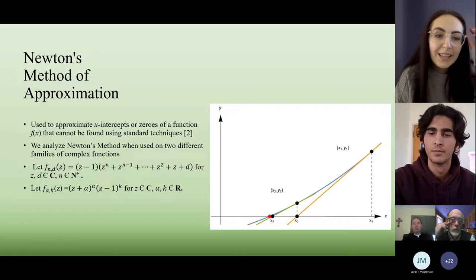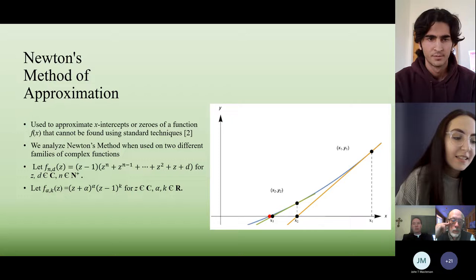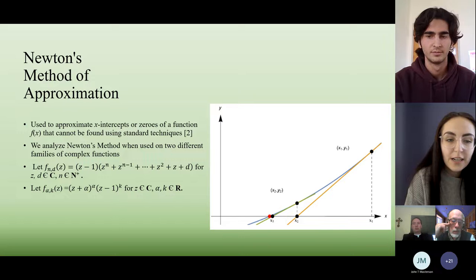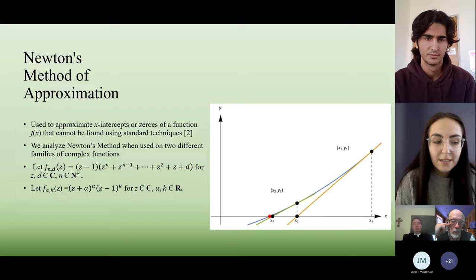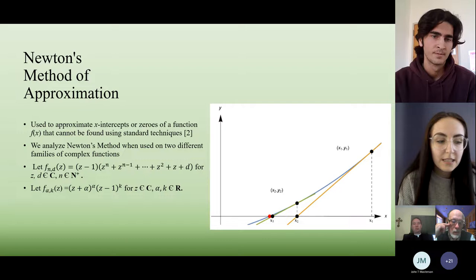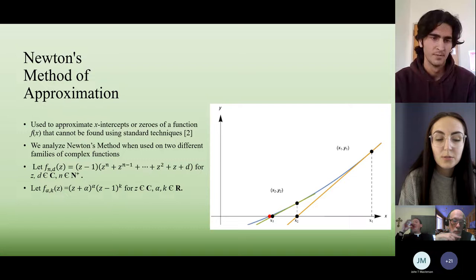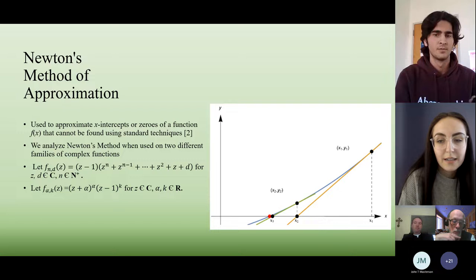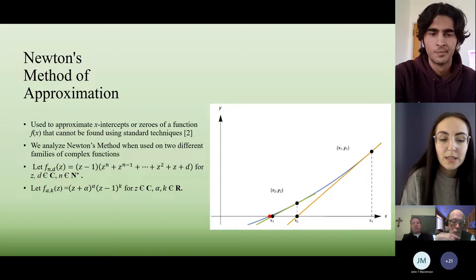Starting off with Newton's method of approximation, it is used to approximate the x-intercepts or zeros of a function f(x) that cannot be found using standard techniques. It's based on the geometry of a curve using its tangent lines, and it typically starts with an initial guess known as x1, which is then used to calculate f(x1) equal to y1. A tangent line is then drawn to y equals f(x) at the point (x1, y1), and where the tangent line intersects the x-axis is defined as x2. This process continuously repeats until we reach our function's x-intercept.